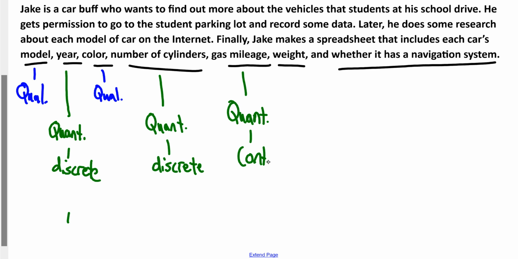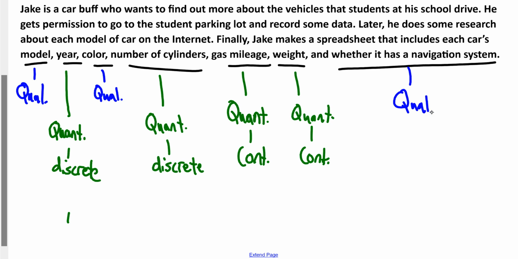There are the in-betweens. Weight, we specifically talked about weight before. It's quantitative and continuous because you can have any of the in-betweens, technically. And whether or not it has a navigation system is just a yes or no. That is qualitative or categorical data.